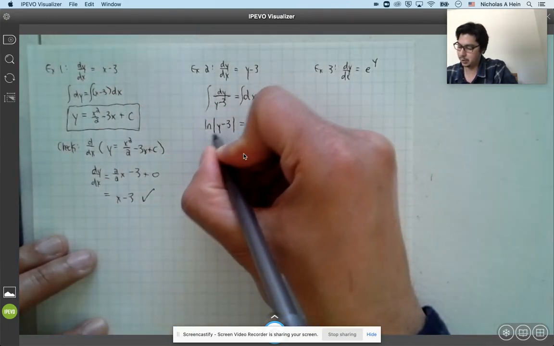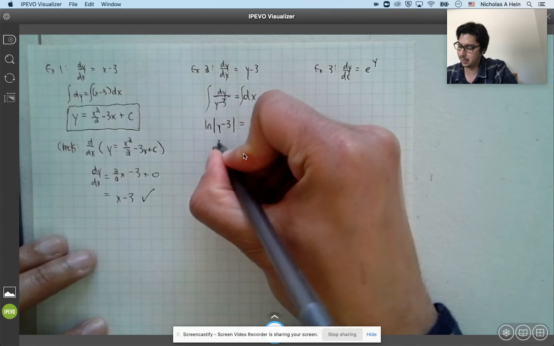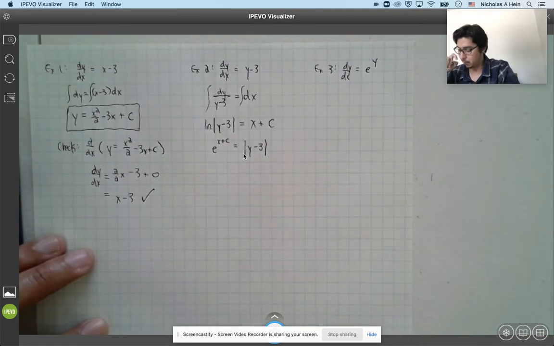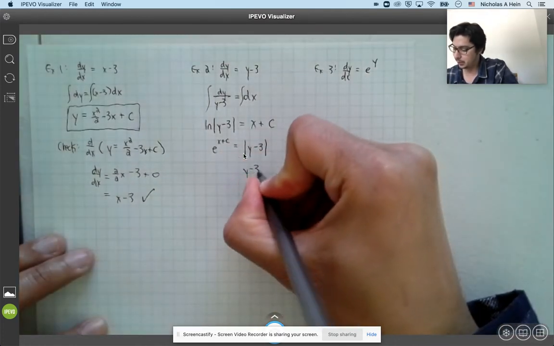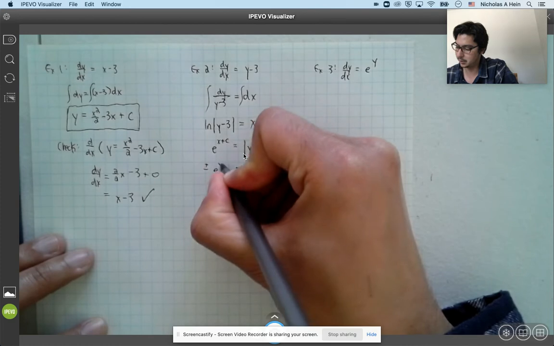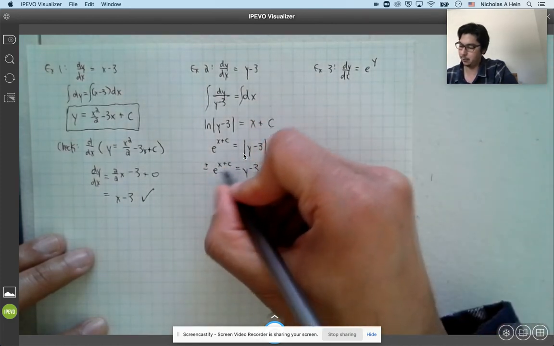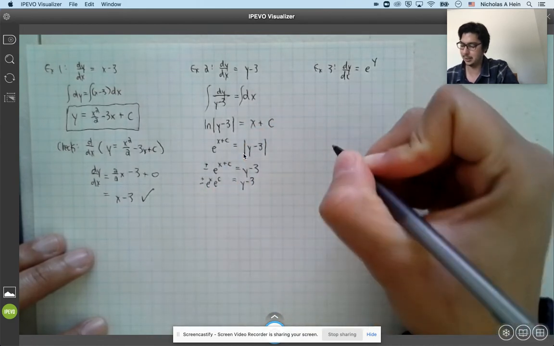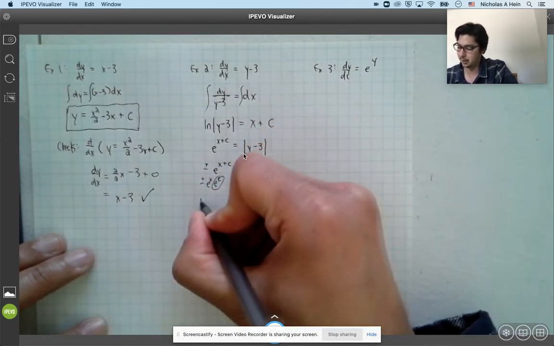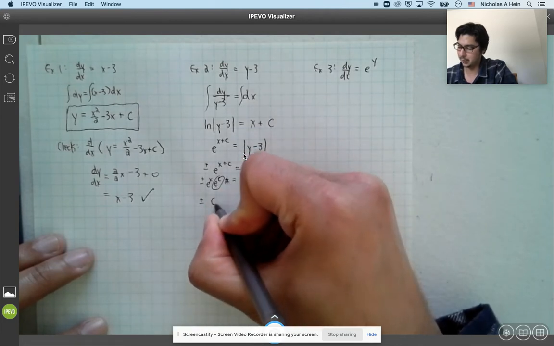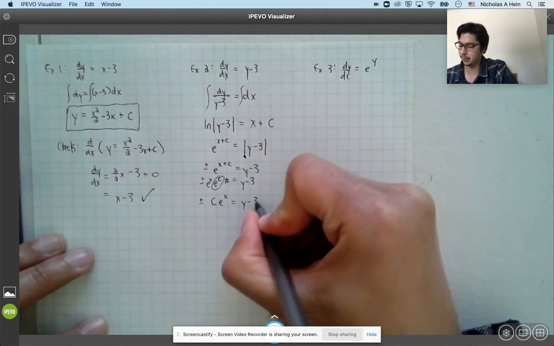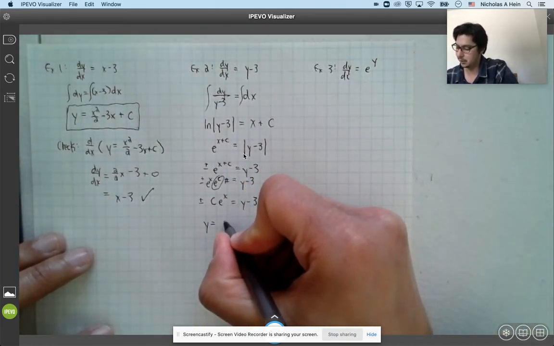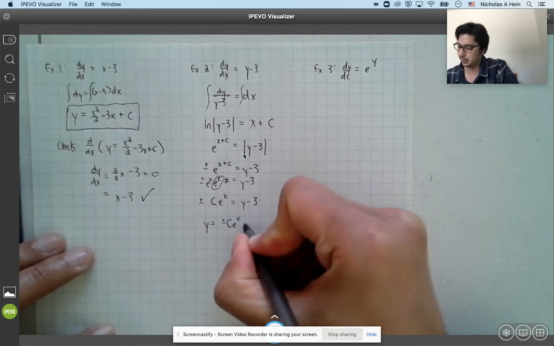We're going to change this into its exponential form by writing e to the x plus c equals the absolute value of y minus 3. You can get rid of the absolute value by accounting for the plus or minus there. And then we can rewrite this, if I go a little bit slower here, as e to the x times e to the c, which again, all of this is just some number. So I'm going to write it as c e to the x equals y minus 3. And then I'll add the 3 over to give my final answer of plus or minus c e to the x plus 3.